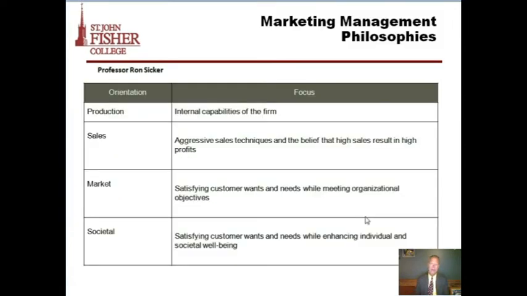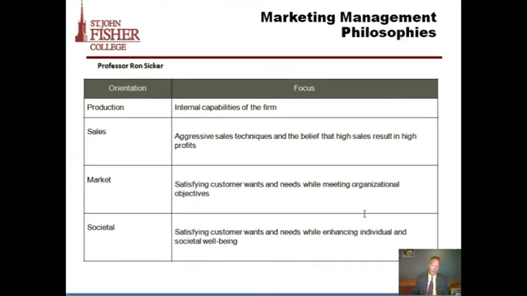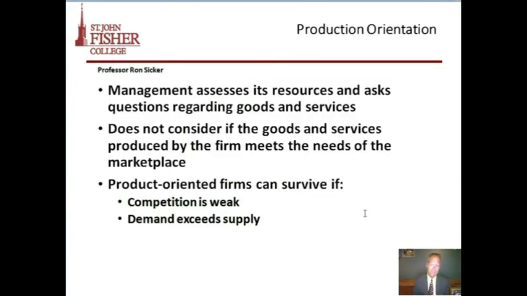Now, in the past, there have been 4 marketing management philosophies: the production philosophy, the sales philosophy, the market philosophy, and now the societal or CRM, customer relationship management, philosophy. So let's start with production. Production orientation means that if we produce it, they will come. There are still firms now that take a production orientation philosophy. For instance, if you're the only one that can produce a particular product, or if you have a better mousetrap, you don't really need to do a lot of marketing.